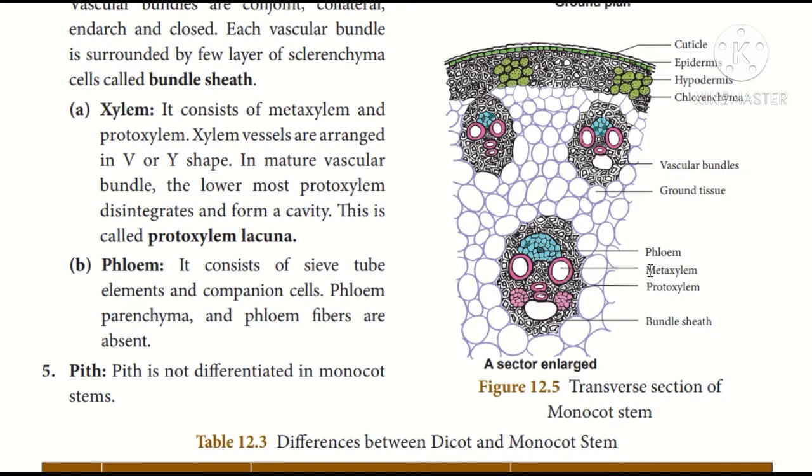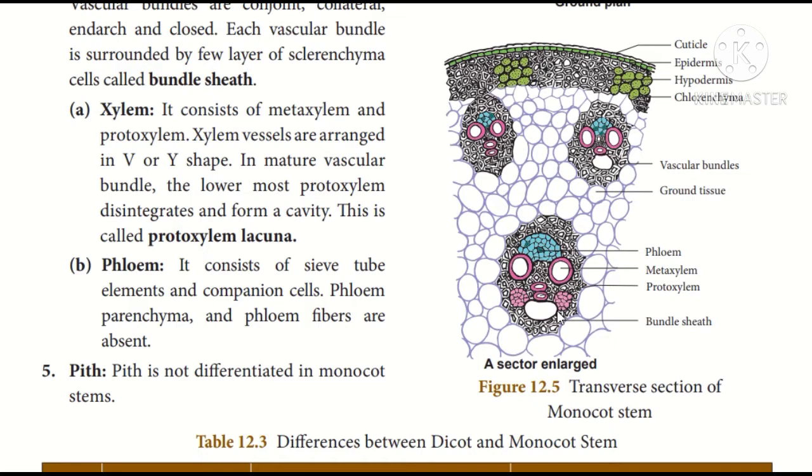And the xylem consists of the earlier formed xylem, namely protoxylem, and the later formed xylem, namely the metaxylem, that is larger xylem, and the smaller xylem. Usually the xylem will be arranged in the form of a letter, maybe you can just imagine this as an alphabet V, or maybe a Y shape. That is, in a matured vascular bundle, the lowermost xylem, that is the protoxylem, will disintegrate and a cavity is formed.